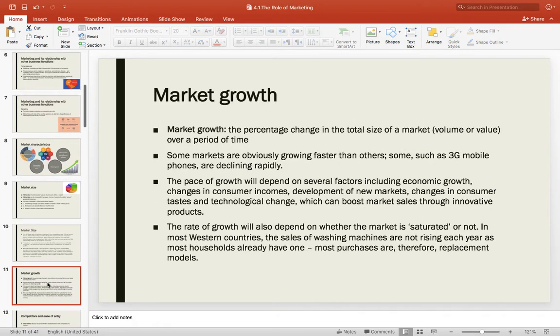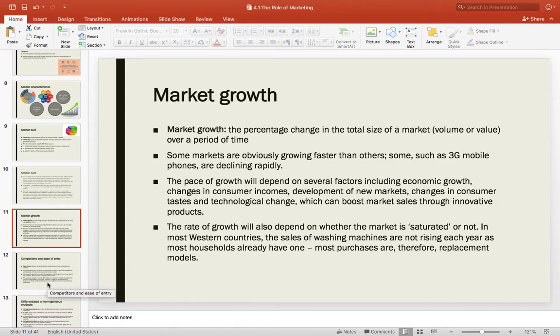Now, let's move on to market growth, which is another market characteristic. Market growth is defined as the percentage change in the total size of a market over a period of time. Let's say the smartphone market size in 2011 was 50%, in 2013 it was 45%, and in 2019 it was 70%, which tells us that in 2019 the smartphone market grew a lot. It's simply how much more that market is increasing in value, or is it declining in value?